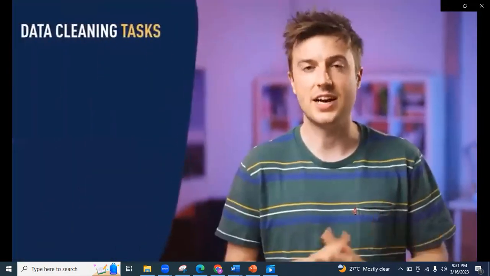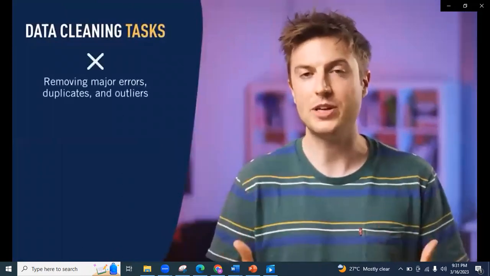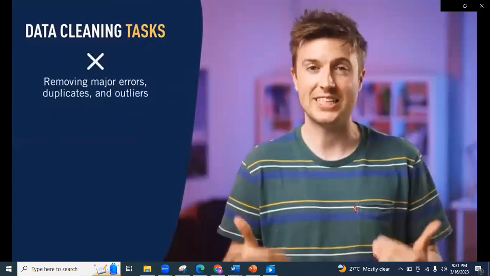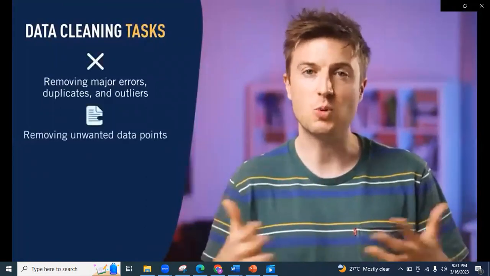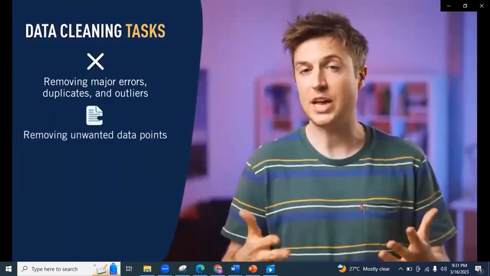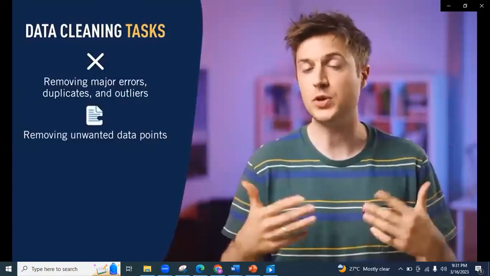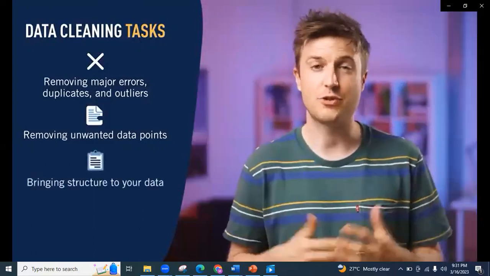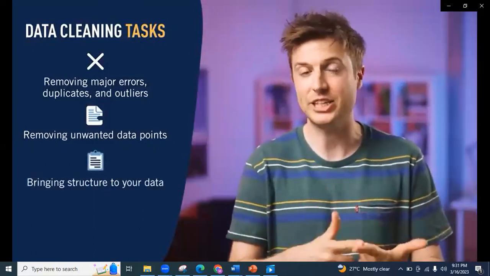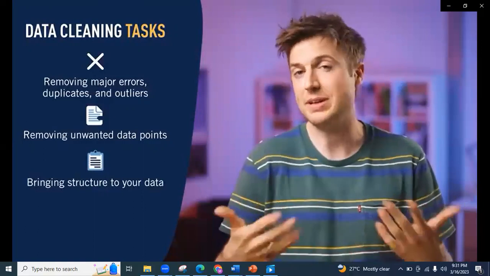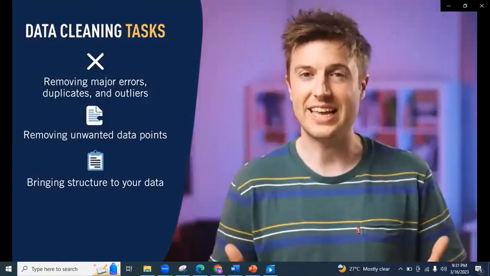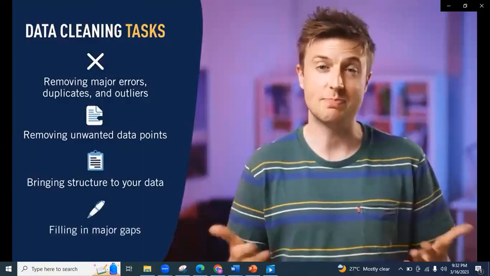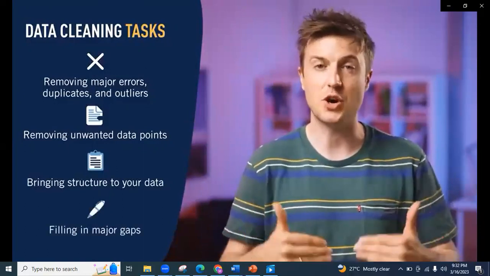Key data cleaning tasks include removing major errors, duplicates or outliers, all of which are problems when you aggregate data from numerous sources. Removing unwanted data points, so extracting irrelevant observations that have no bearing on your intended analysis. Bringing structure to your data or general housekeeping, so for example fixing typos or layout issues, which will help you map or manipulate your data more easily. And finally, filling in major gaps. As you're tidying up, you might notice that important data is missing. Once you've identified these gaps, you can go about filling them.